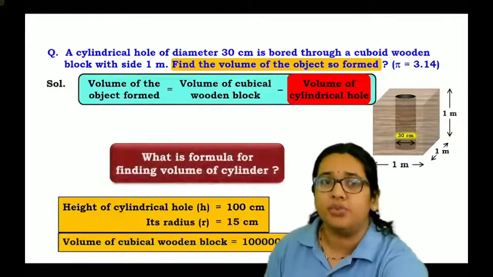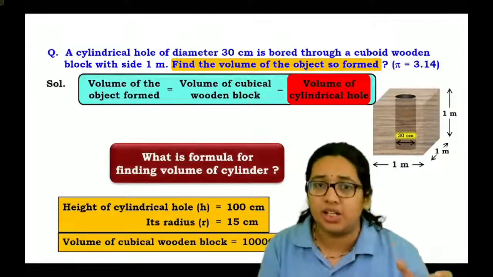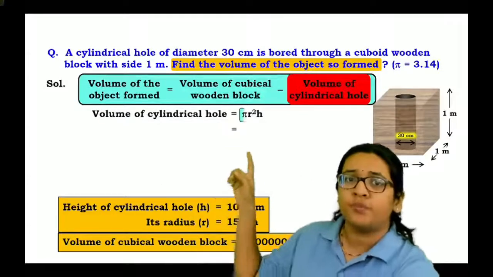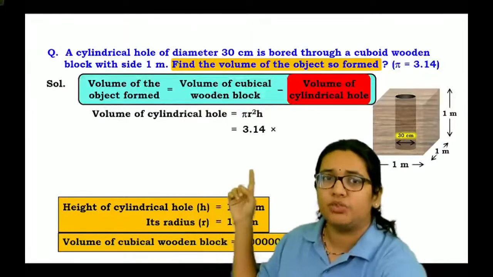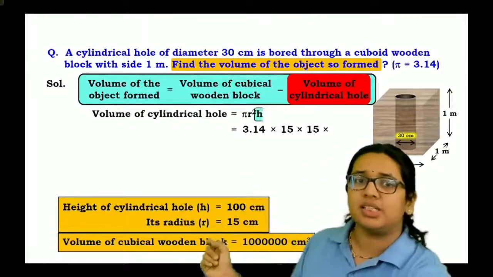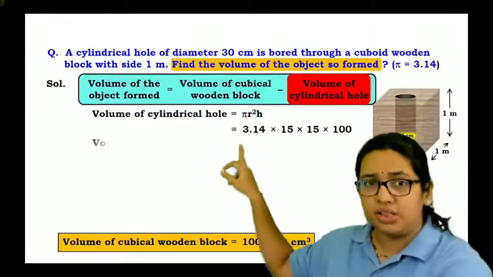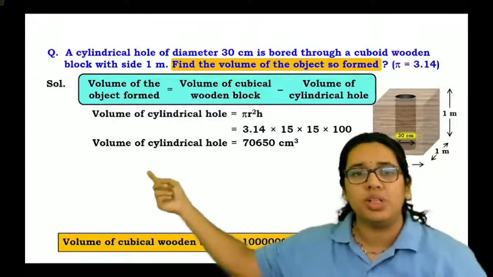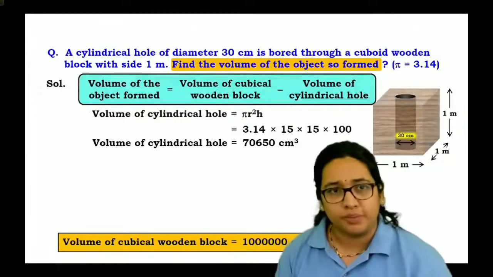So we know that if we have to find the volume, volume is nothing but the area of the base into height, that is pi r square h. So we are instructed to put pi as 3.14. Hence 3.14 into r square, that is 15 into 15, into h, which is 100 centimeters. So 3.14 into 100 will be 314, and 15 square is nothing but 225. After calculating this, you will get this volume as 70,650 cubic centimeter. Okay, done.